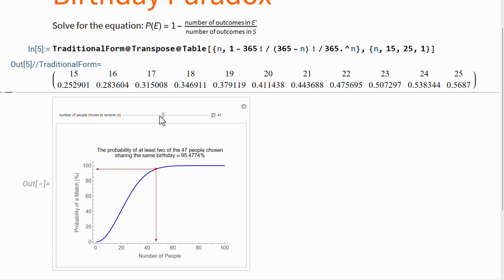If you check the interactive graph, you can see that the probability of two people sharing the same birthday rapidly increases to almost 100% at just 50 individuals, which is, to say the very least, counterintuitive.